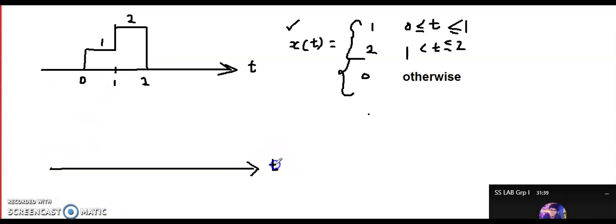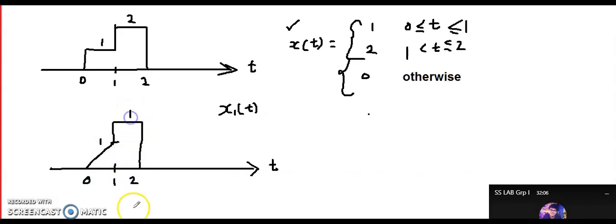So this is how your graphical window of SciLAB will look like if you plot this expression. Let us suppose there is another signal, x1t, which is defined like this. It is 1, 0, 1 and 2, like this. Sorry, it is 2.